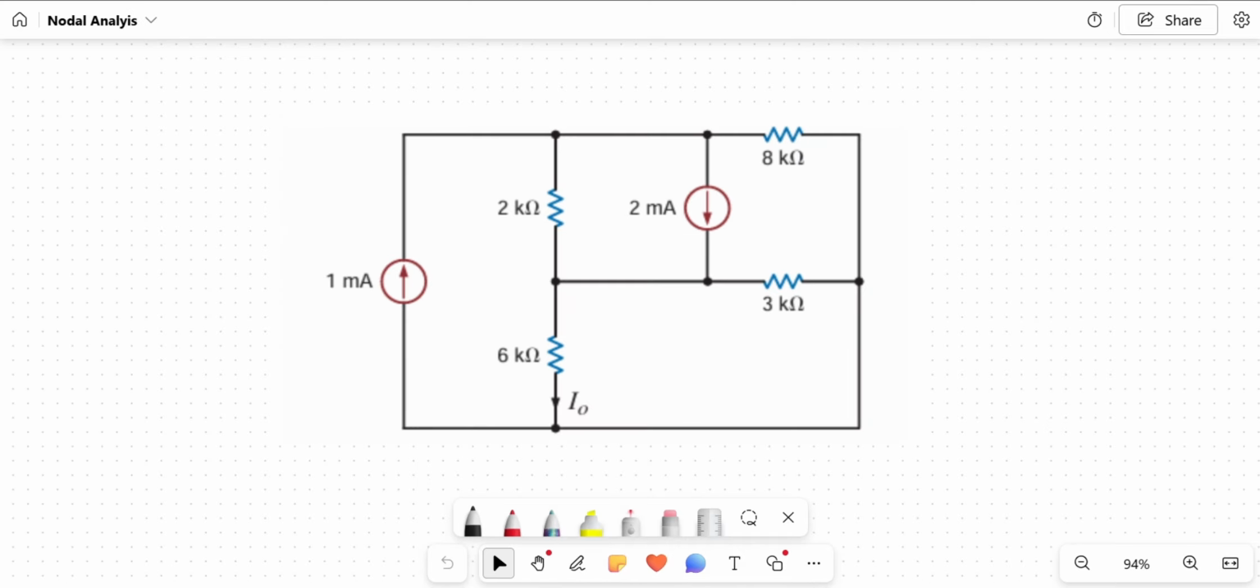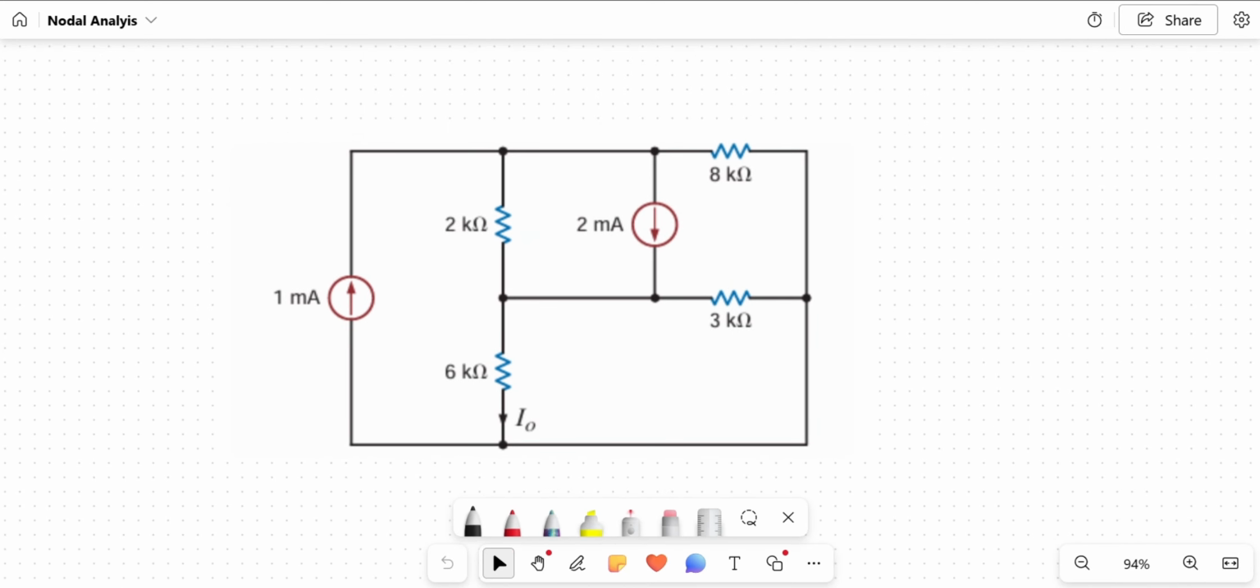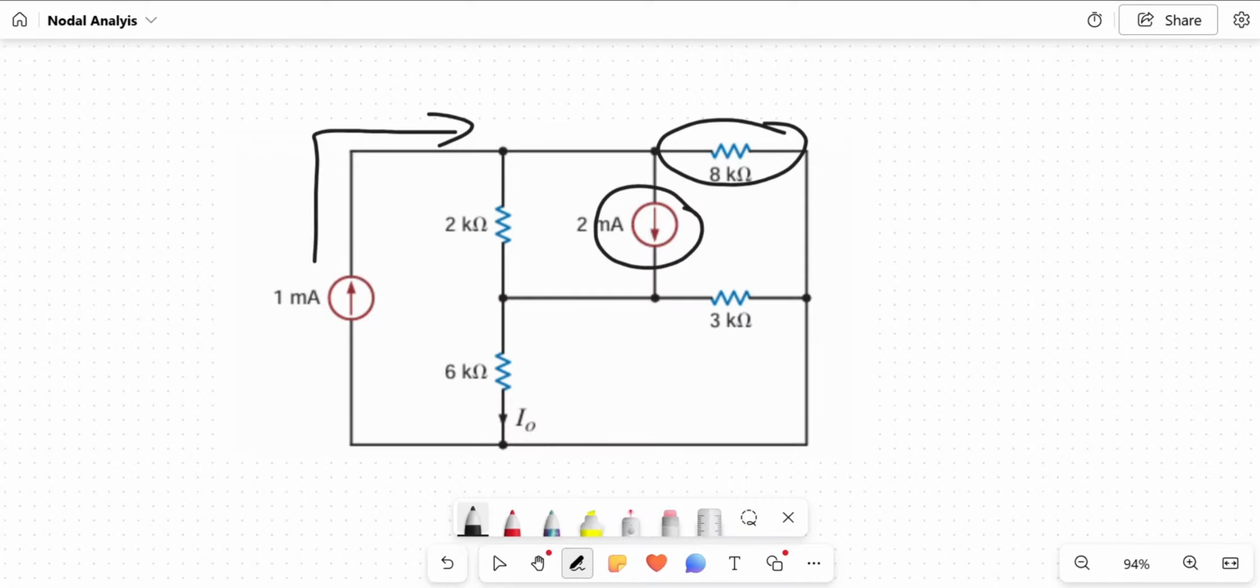So for this next circuit, we will be using the same steps that I showed in the beginning of this video. First, we want to identify and label all the nodes in the circuit. So I can see that there is a current going towards this node. There is a current going towards this node. And there's a resistor here, a current source here, and another resistor here.